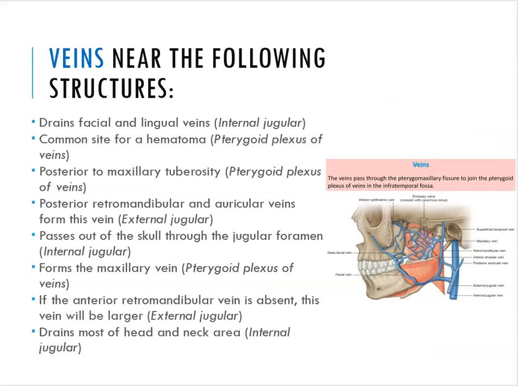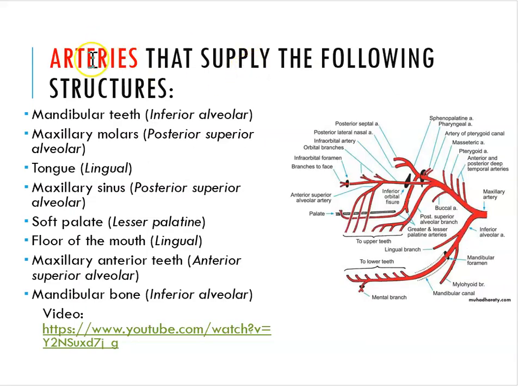We also have veins, and actually, sorry, before this slide, I want to show you this one. This is a great slide because it tells you all the arteries that supply different areas in the mouth. If you wanted to numb the mandibular teeth, the bottom teeth, the nerve that you need to hit is the inferior alveolar nerve. Again, that stems from the maxillary artery. If you wanted to numb the maxillary molars, you need to block the posterior superior alveolar artery, which again stems from the maxillary artery, and it goes to the back teeth, the upper teeth.